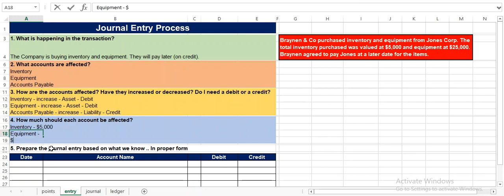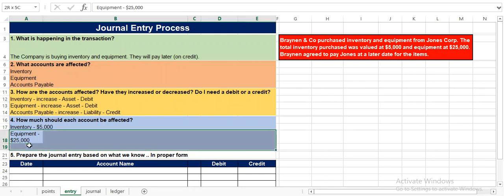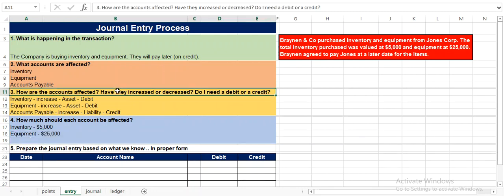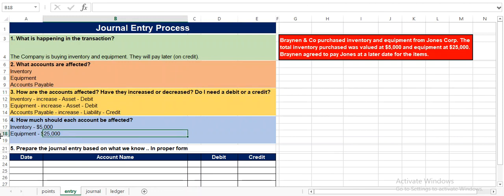And so you can put equipment at $25,000 because that's the value of equipment that we now have. To put equipment at $5,000 would be incorrect. To put equipment or inventory at 25 plus 5, 30,000 would also be incorrect. So based on what the transaction tells us is how we know what to record and how much to record.